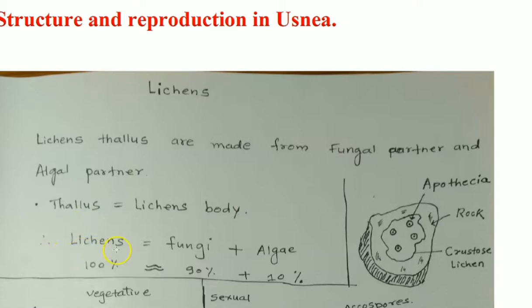These lichens are made from two partners, fungal partners and algal partners, and approximately 90% of the thallus is made from fungal partners, while 10% of the thallus is made from the algal partner. So the lichen's body is mostly made from fungal partners.